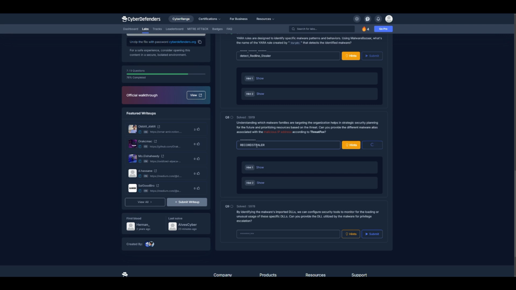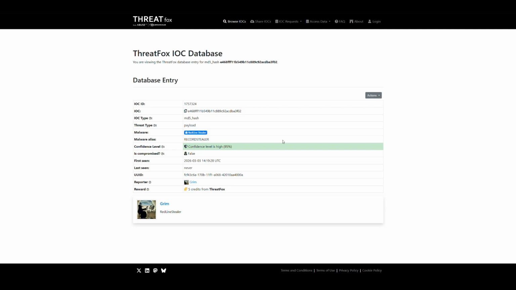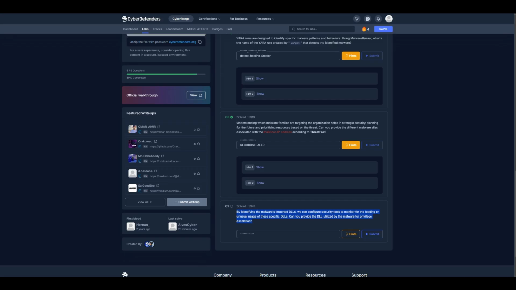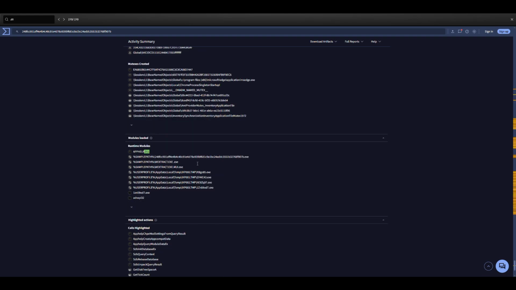The final flag wrap up, and that's the final flag. Lab complete. Mastering malware analysis is all about spotting these patterns before the damage is done.